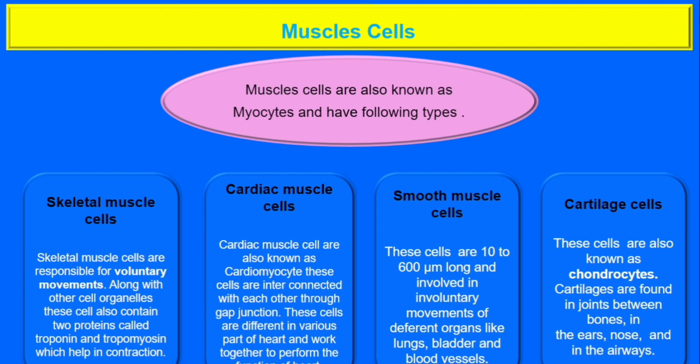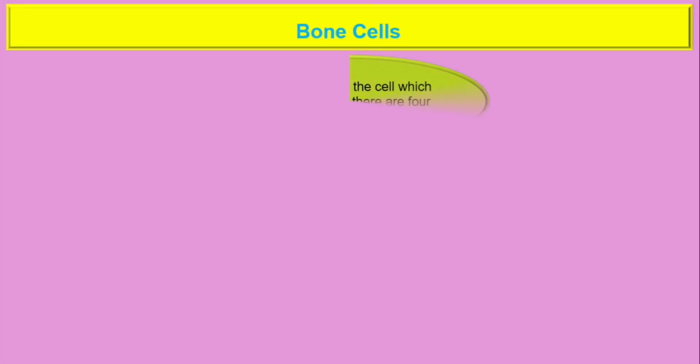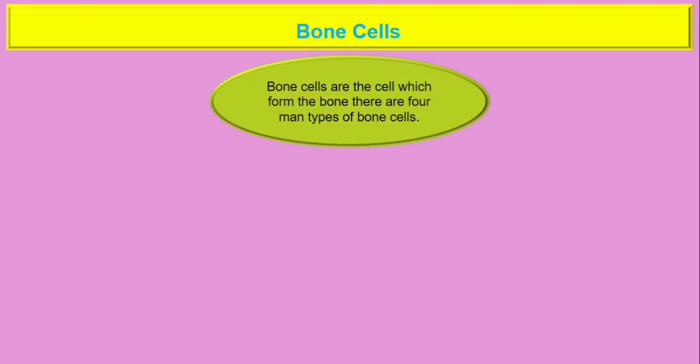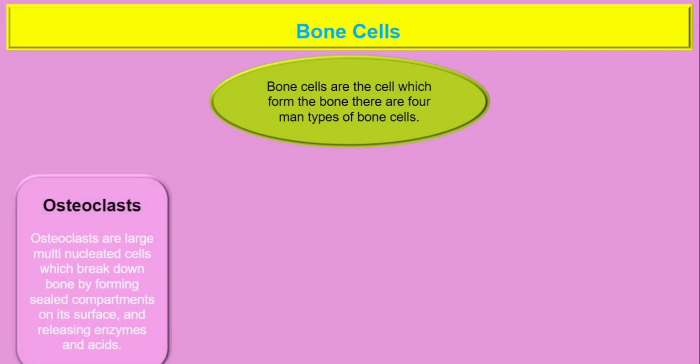Bone cells. Bone cells are the cells which form the bone. There are four main types of bone cells. Number 1, osteoclasts. These cells are large multinucleated cells which break down bone by forming a sealed compartment on its surface and releasing enzymes and acids.